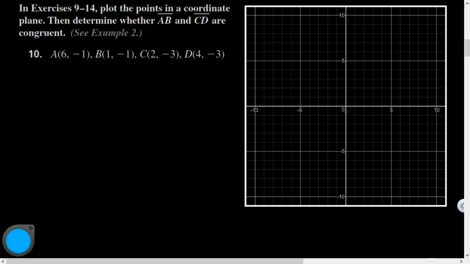So let's see how well I can plot points. A is at 6, -1, so over 6, down 1. You're welcome, by the way, for my pre-creating this coordinate plane. B is at 1, -1. So there's my B. And we're going to be talking about segment AB. And CD is at 2, -3. So there's C.